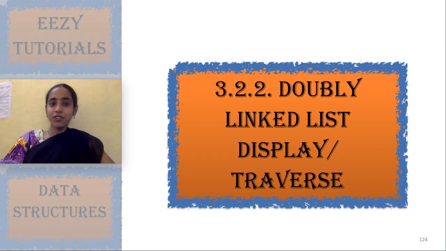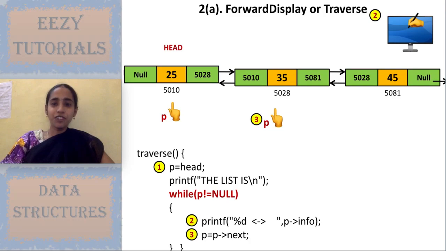In the last lecture series, we saw how to create a doubly linked list. So in this video, we will be seeing how to display or traverse throughout the doubly linked list. So we'll be having two ADTs. Display. You all know that doubly linked list means you can traverse both in forward as well as reverse direction. So how to traverse in forward as well as reverse direction we'll be seeing separately in this video. So first we'll be seeing forward display or forward traverse.